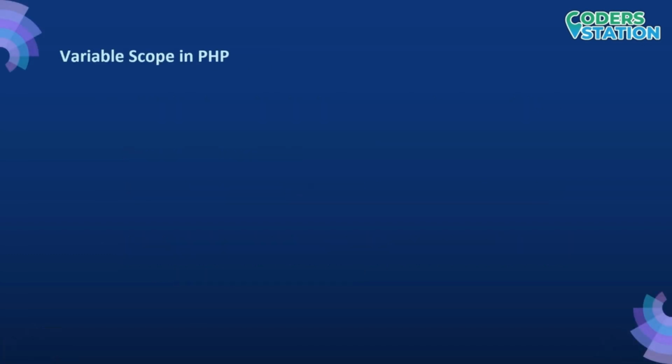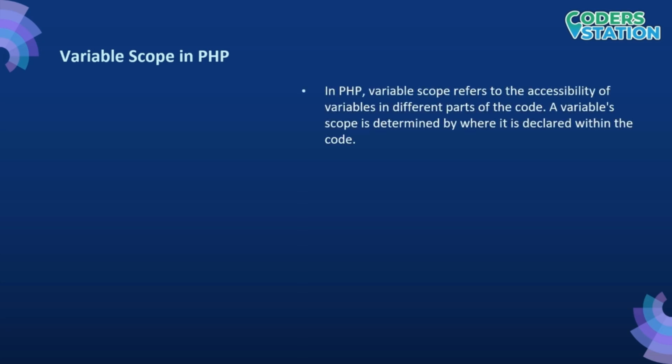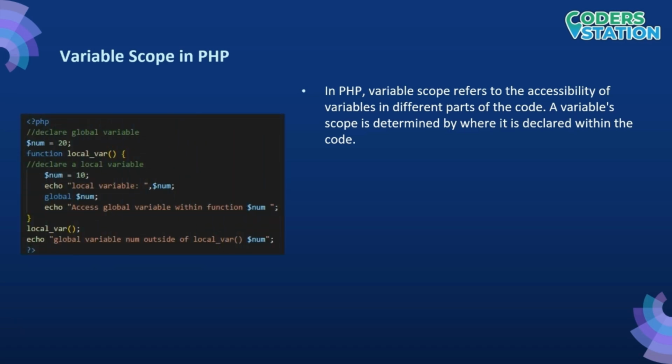Scope of a variable is defined as its extent in the program within which it can be accessed. So in PHP, variable scope refers to the accessibility of a variable in different parts of the code. A variable's scope is determined by where it is declared within the code. For example, here you can see some are declared outside the function, some are declared inside the function. So let us see what exactly they are.